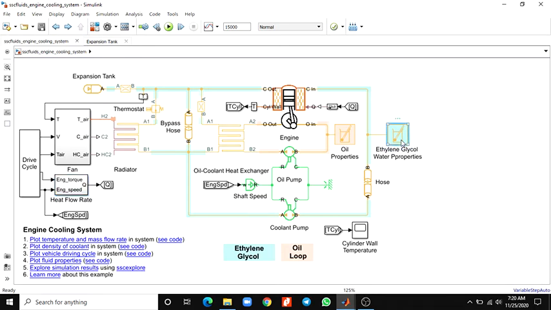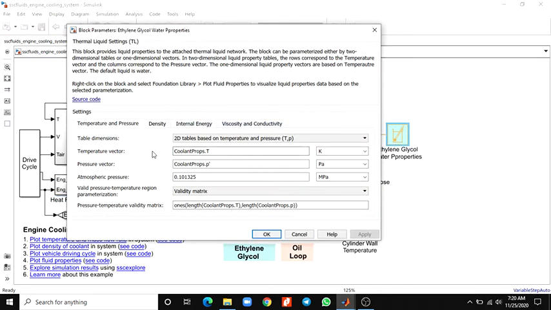Here these are the properties. We have to set the ethylene glycol water properties. Here we have to set the temperature and pressure values, density base value, internal energy and viscosity. These are all the inputs you have to give, using these thermal liquid settings blocks, that is the TL blocks. These blocks provide liquid properties to attach to the thermal liquid network.